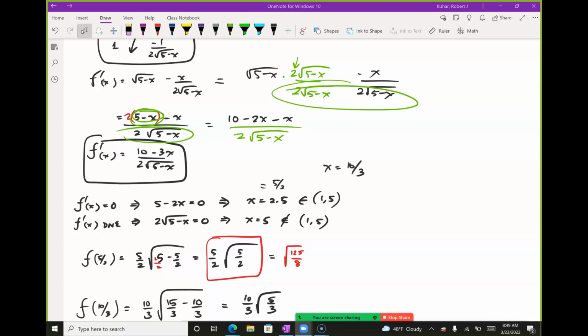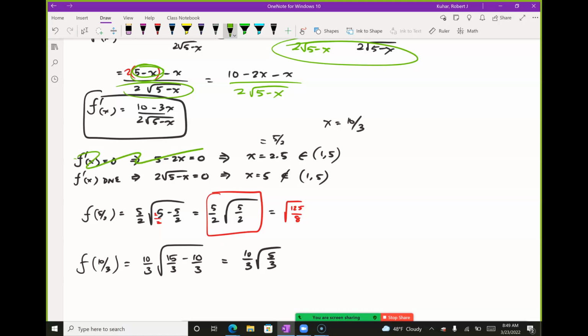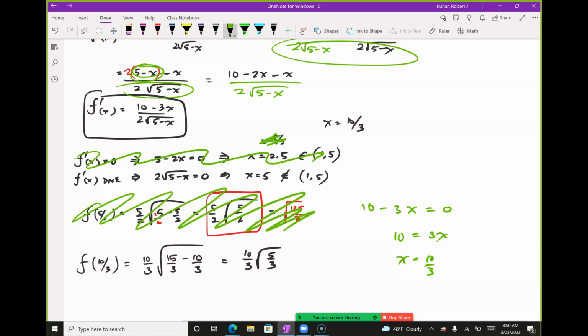You better, yes. What did you get, 10 over 3? I did this piece over, right? I did 10 minus 3x equals 0. So 10 equals 3x. So x equals 10 over 3. Okay. Yeah, so to find the critical value, set your numerator equal to 0, set your denominator equal to 0. And the 5 over 2 is not part of it. Correct. That was my mistake. Okay. Yeah, this whole line is gone. Yeah, thank you.